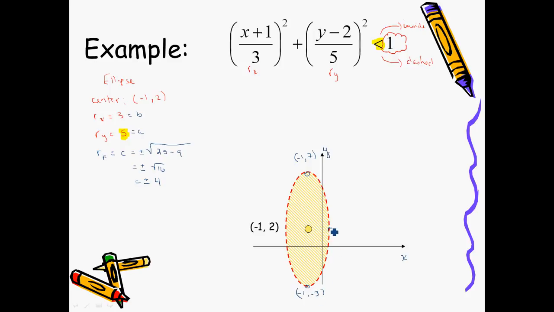Radiate to the right, negative 1 plus 3. And, oh, this is a terrible location for this, right? The center, negative 1, 2, should be here. This is negative 1, 2 minus 3.